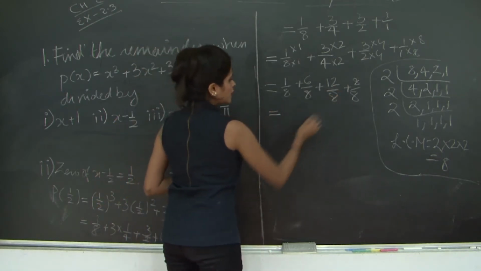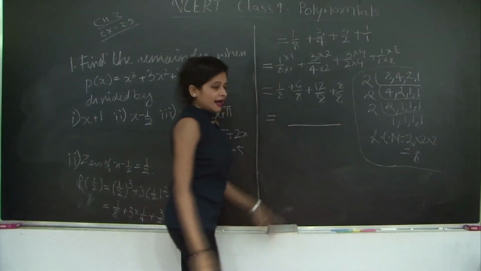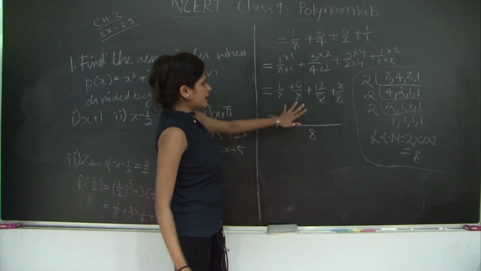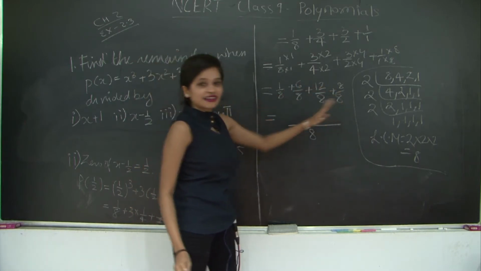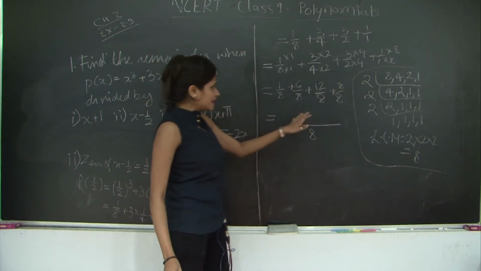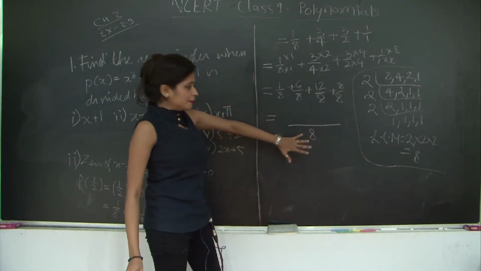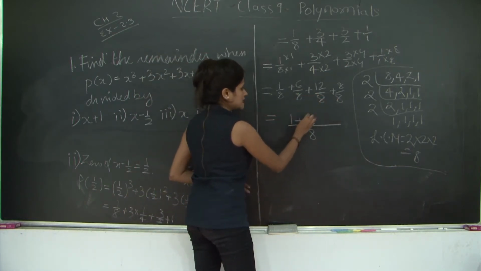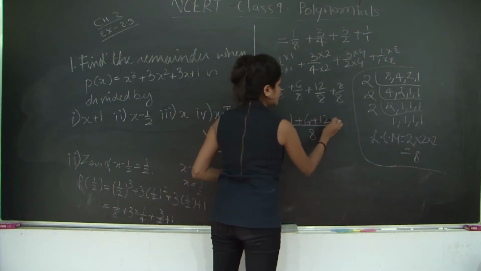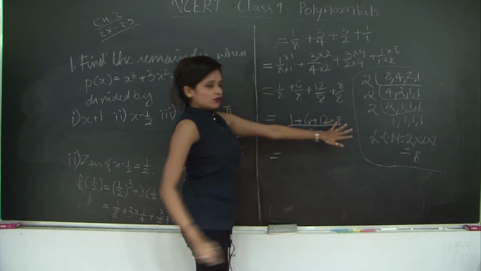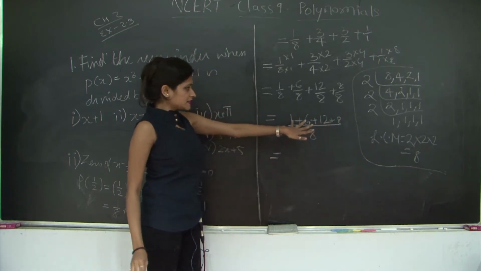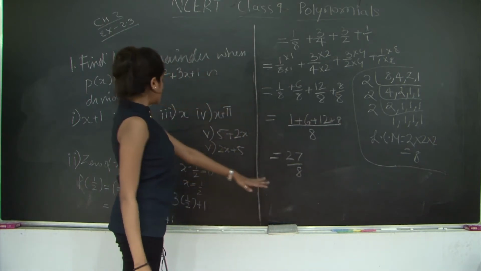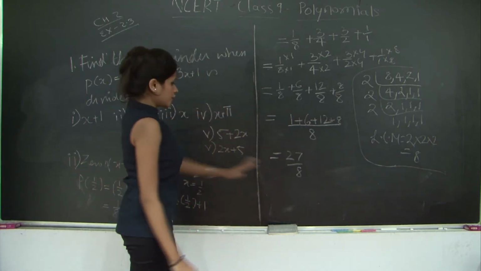So now since we have a common denominator, I'll take 8 as the common denominator. Now you've been given 1 upon 8 plus 6 upon 8 plus 12 upon 8 plus 8 upon 8. That does not mean you're going to add the numerators separately and the denominators separately. You're going to take the base common, and you will only add the numerators. So 1 plus 6 plus 12 plus 8 gives me 12 plus 8 is 20, 20 plus 6 is 26, plus 1, 27 upon 8. So here my remainder using the remainder theorem is 27 upon 8.